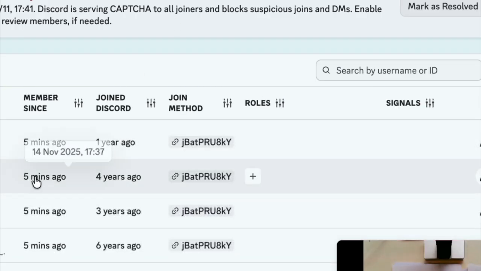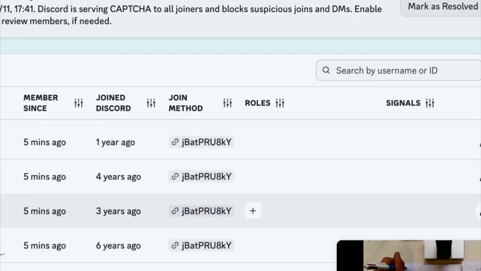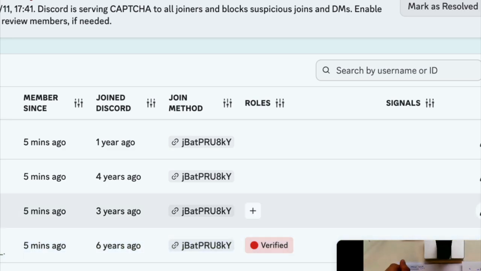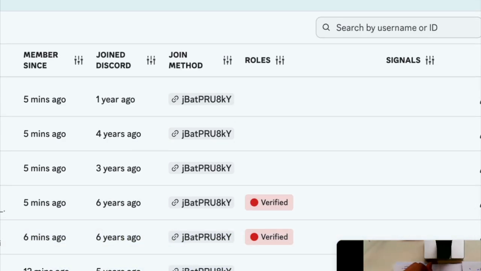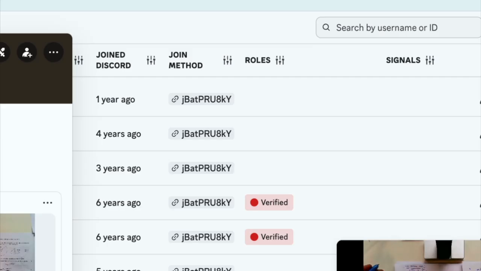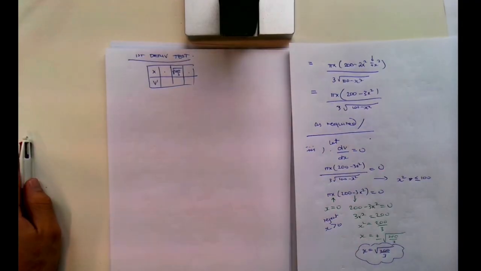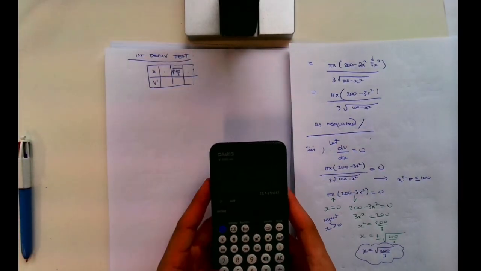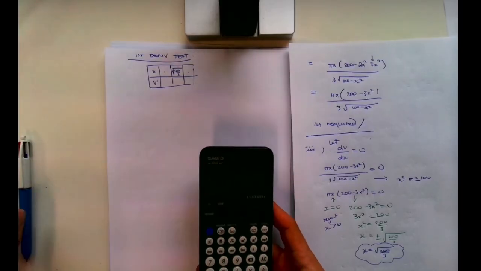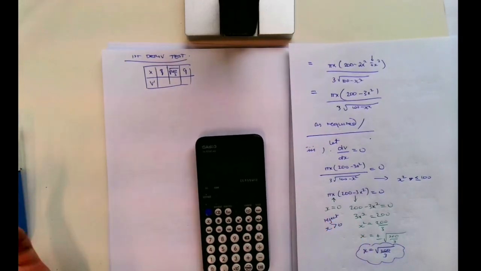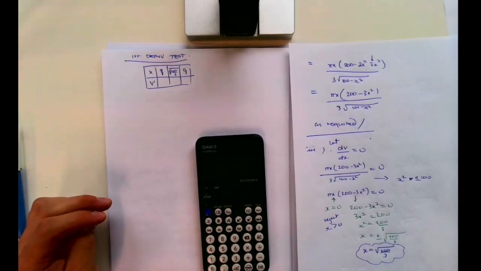Coming over to the next page, we're just going to set up a little table which has values of x, and then we're going to be subbing this into v dash, the first derivative. The three values that we're going to sub in are root 200 over 3, and then something slightly smaller and slightly bigger than it. So if we come to the calculator, root 200 over 3 is approximately 8.16. So let's chuck in 9 and 8. Now we want to set up the equation like we did before.